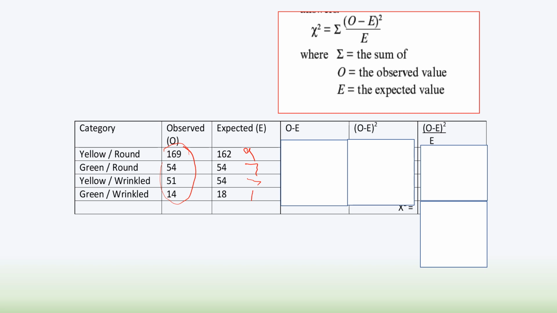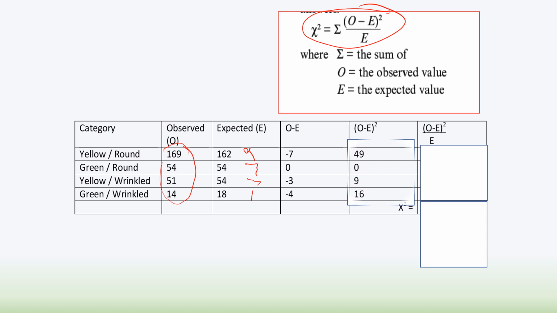Then I do observed minus expected, which is for the chi-squared equation. So observed minus expected: 169 take away 162, 54 take away 54, 51 take away 54, and 14 take away 18, which gives me that data there. I then square this, which removes the negatives, so that gives me 49, 0, 9, and 16. And then I divide this by the expected number as well.